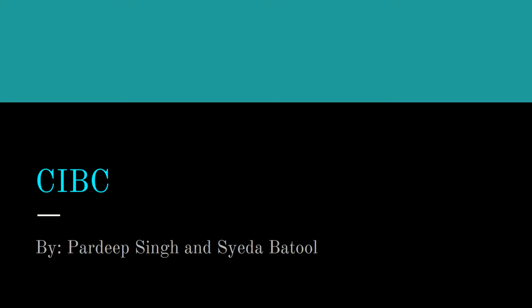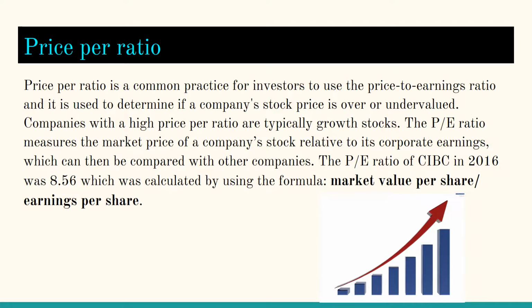The company whose annual report we're going to analyze is CIBC, which is one of the big 5 banks in Canada. Let's begin with talking about price to earnings ratio. Price to earnings ratio is a common practice for investors to use, and it is used to determine if a company's stock price is over or undervalued.